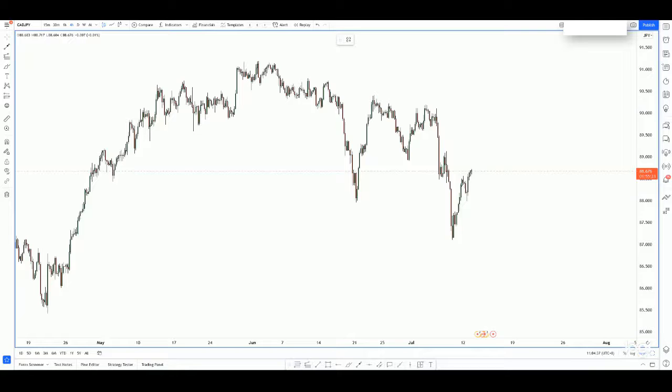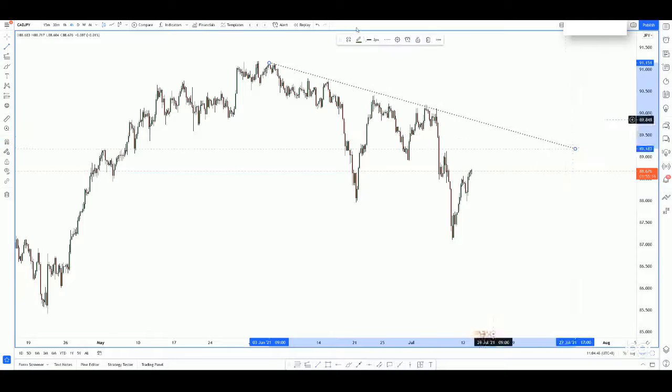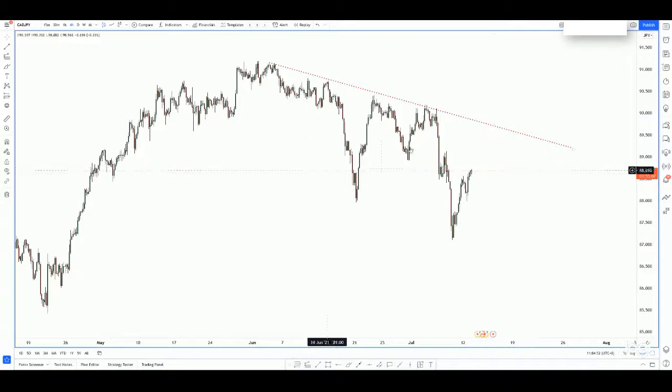Now the configuration is pretty interesting, even though we are actually within a downtrend for the CAD yen. Let me just draw the bearish trend line. We see that price is actually making lower highs, so we can expect price to come back up and make another lower high.